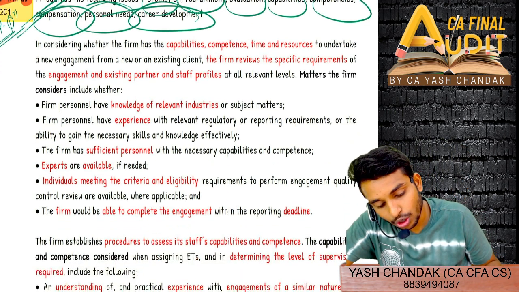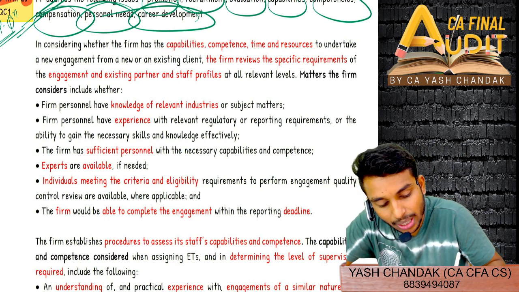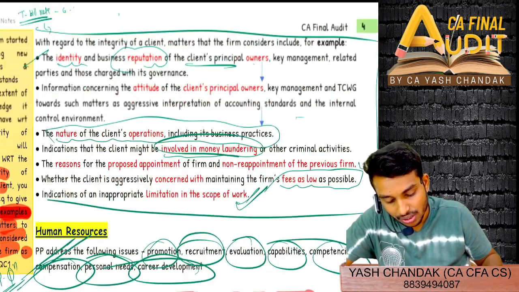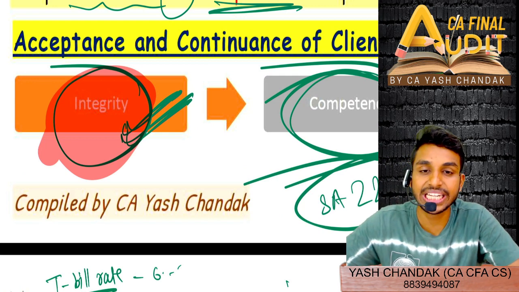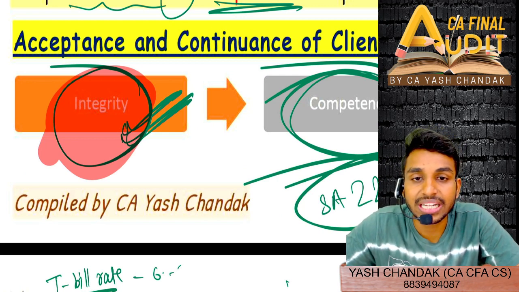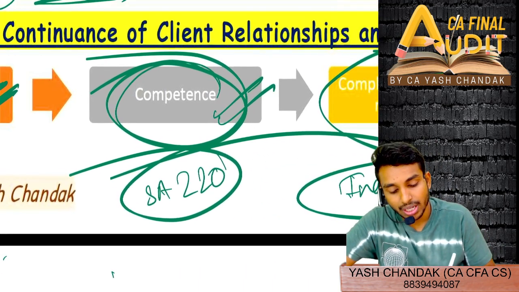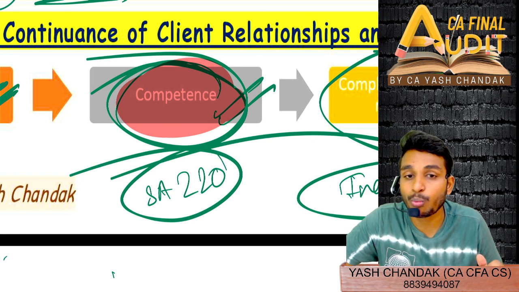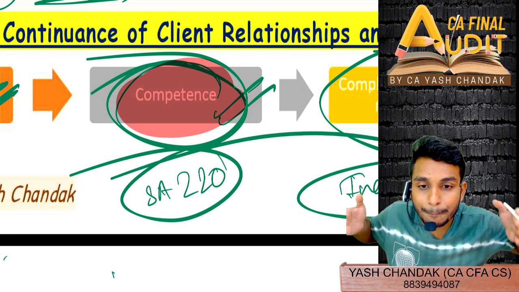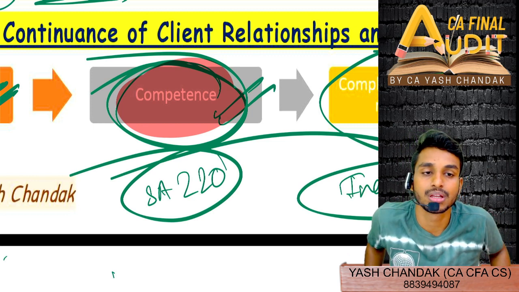Here, the matters the firm will consider with respect to capability, competence, time and resources. Just now we saw integrity, and the examples the firm needs to address with regard to integrity. Now we will be seeing competency. Again, I'll ask you what points you will see: whether we are able to competently perform the audit or not. Are we competent enough or not? What points will you see?